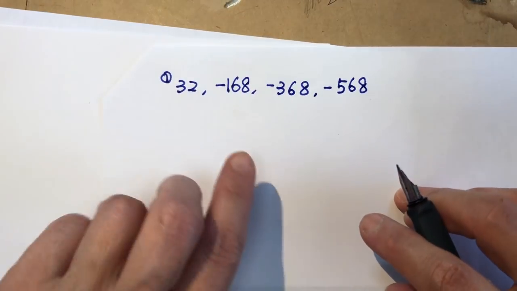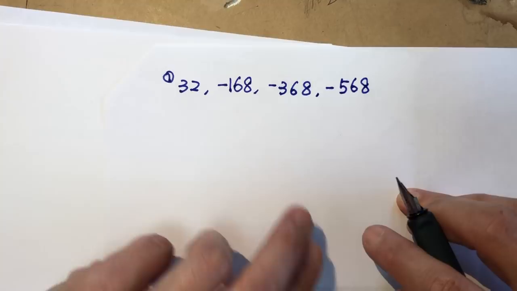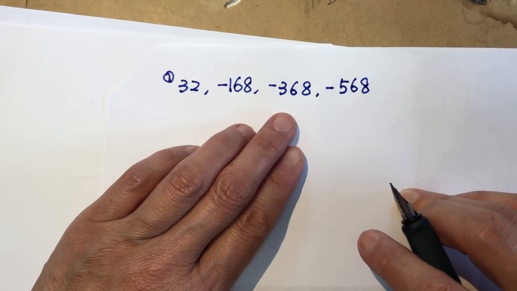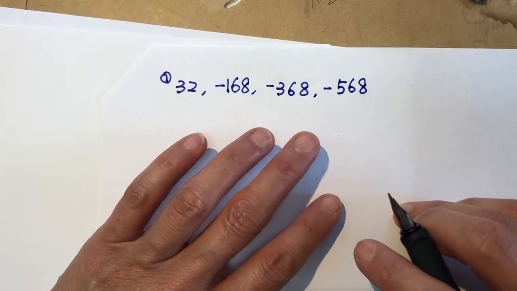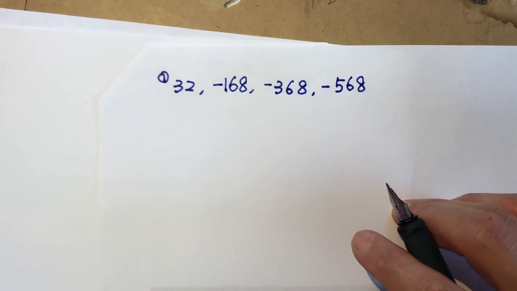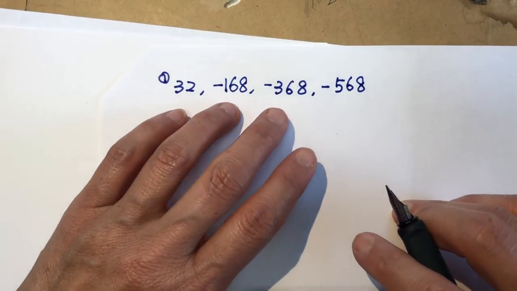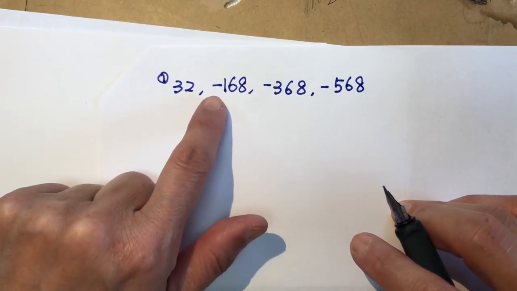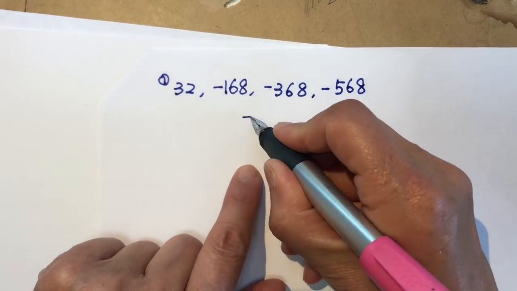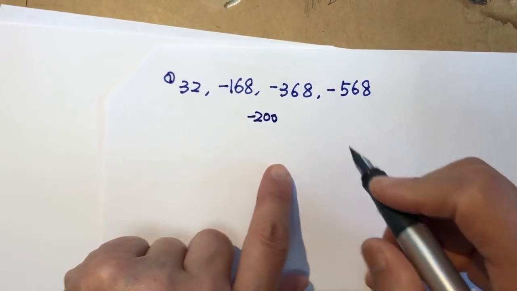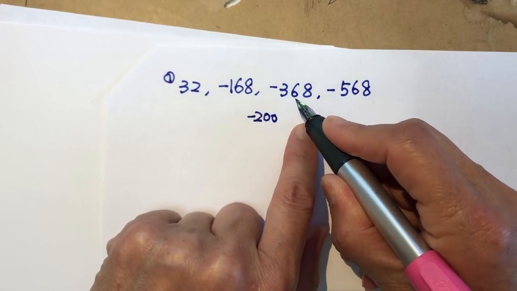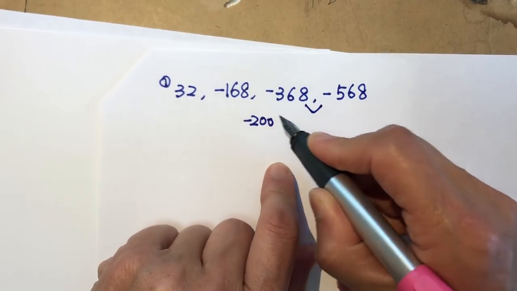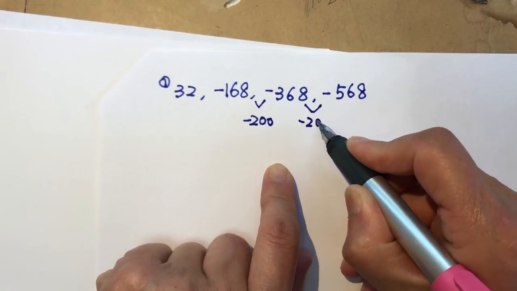So what we can see, 32 and 68 is not so obvious. But 168 and 368 both have 68, and it's very easy to see. So we can start from here. The difference between these two terms is negative 200. From negative 368 to negative 568, the difference is also negative 200.